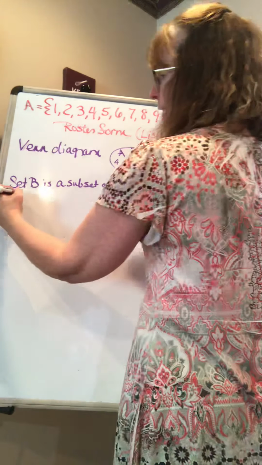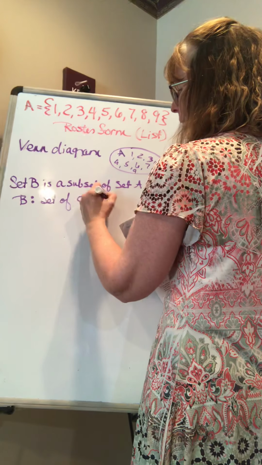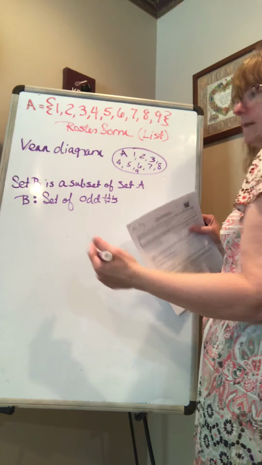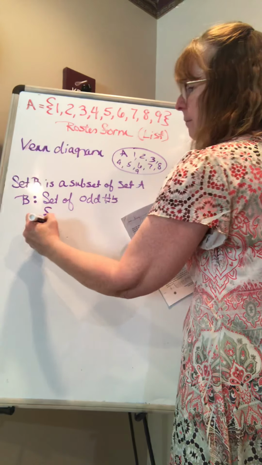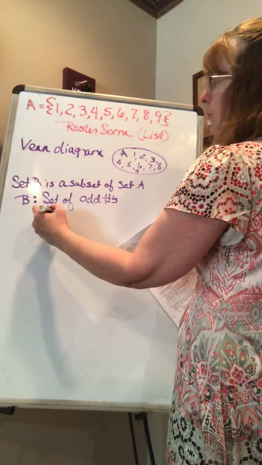And let's let B be the set of odd numbers. So now I'm defining set B. Once I defined what set B is, now I can make my list. The odd numbers from up here would be 1, 3, 5, 7, and 9.